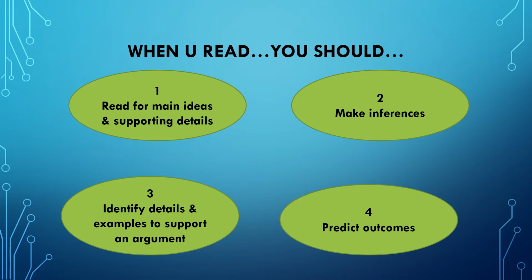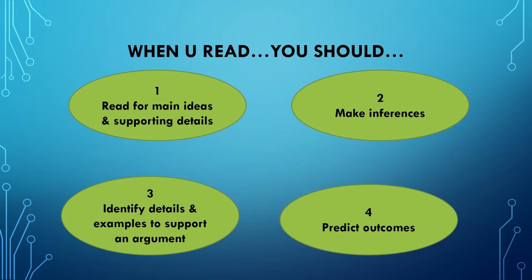Okay, next, when you read, there are actually a few things that you should do. Number 1, you read for main ideas and supporting details, meaning that for every paragraph that you read, you must make sure that you are able to find the main ideas, the main point, and also the explanation in each paragraph, so that whenever you find these main ideas and supporting details, you are able to understand each paragraph.